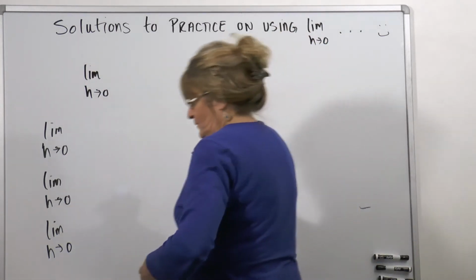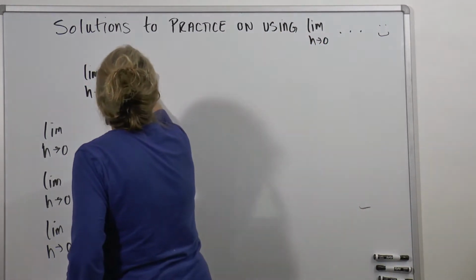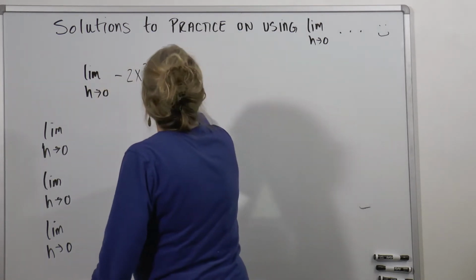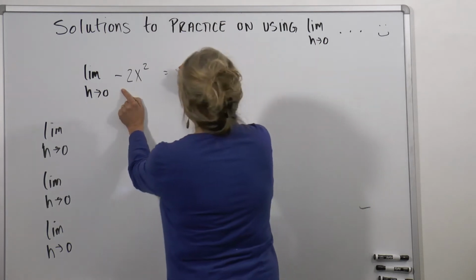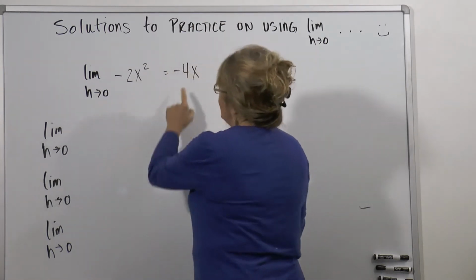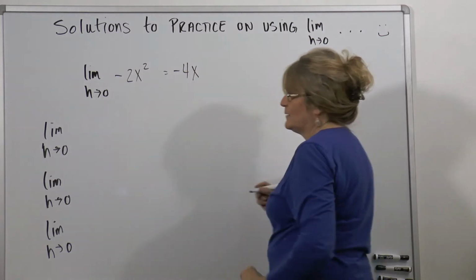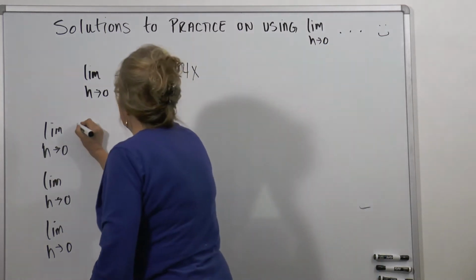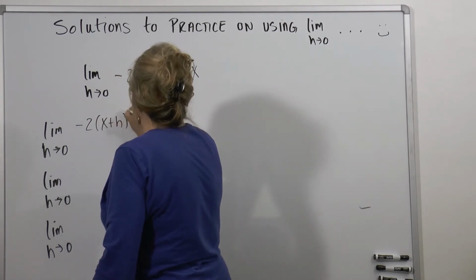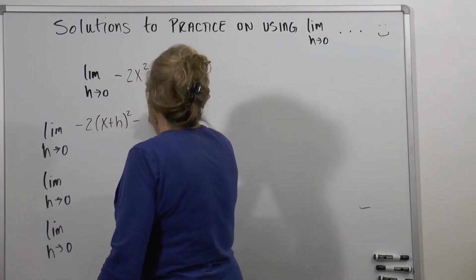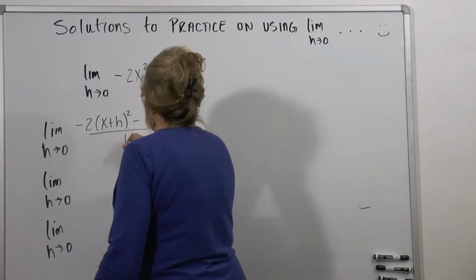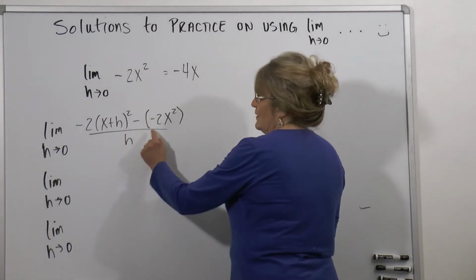Okay, so negative 2x squared. Now we know that the answer to this is 2 times negative 2 is negative 4, 2 minus 1 is 1. So when we do all of this, we should end up with that. So we're going to have negative 2 times x plus h, quantity squared, minus negative 2x squared, whole thing over h. Be careful.